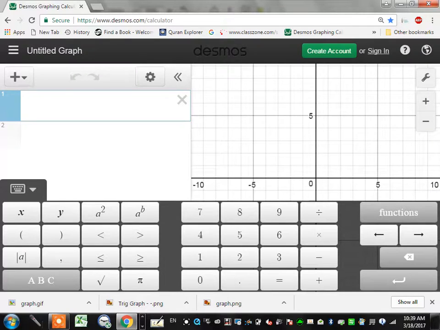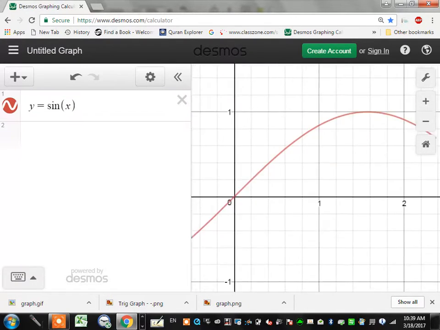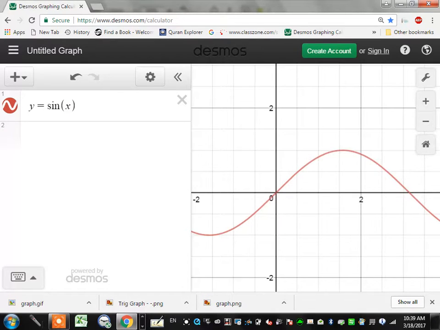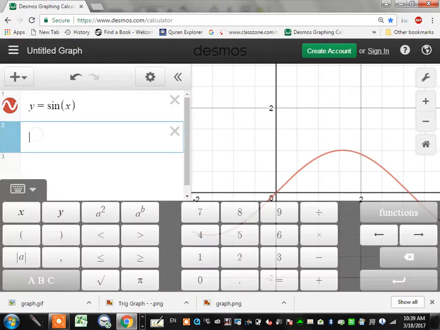So, for example, y equals, let's do sine of x. Look at this. What's the maximum value here? 1, right? What's the minimum? -1. Okay, y equals cosine of x, the same thing.